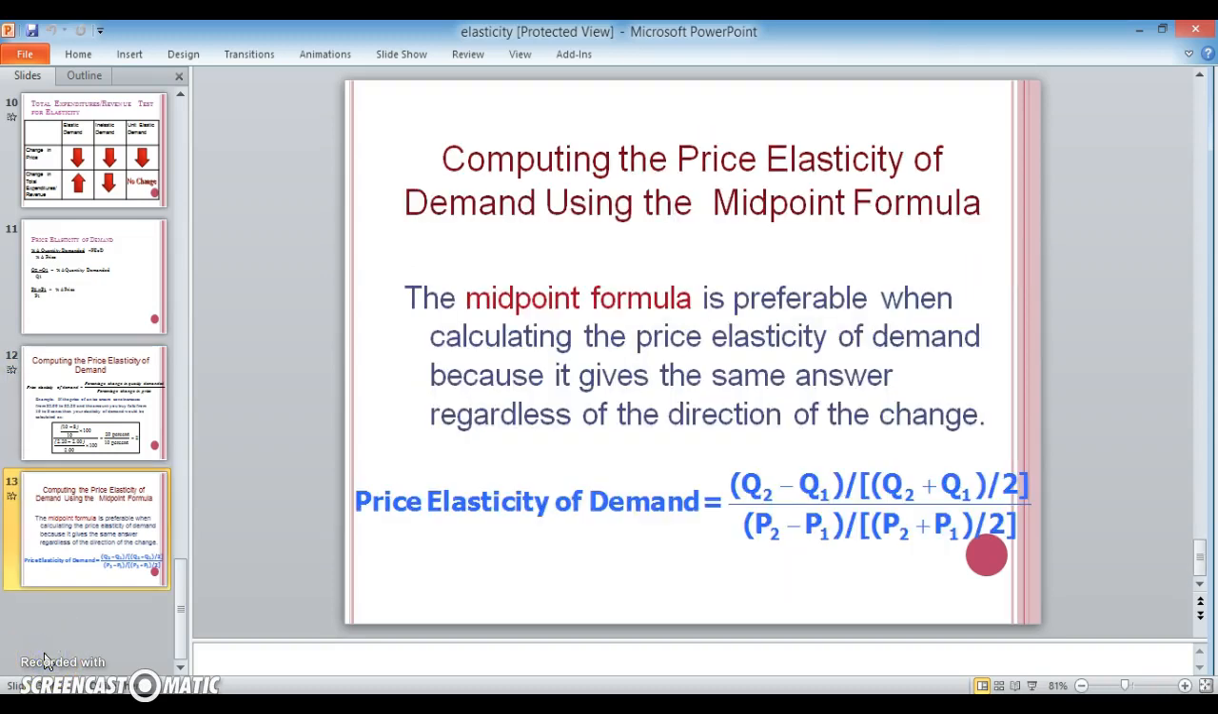The midpoint formula is preferable when calculating the price elasticity of demand because it gives the same answer regardless of the direction of the change. This is a more precise way to figure out the price elasticity.